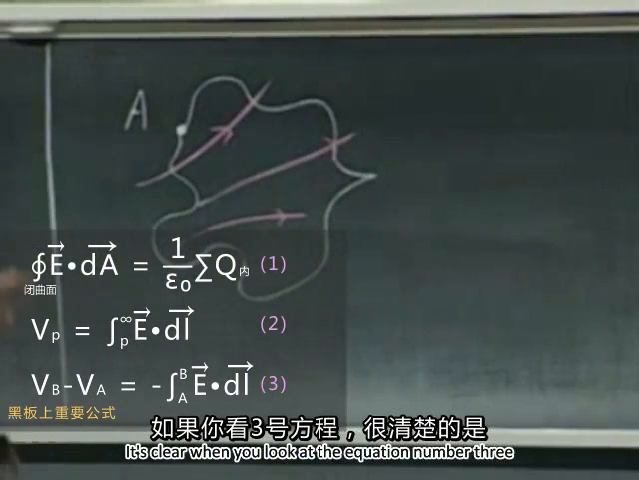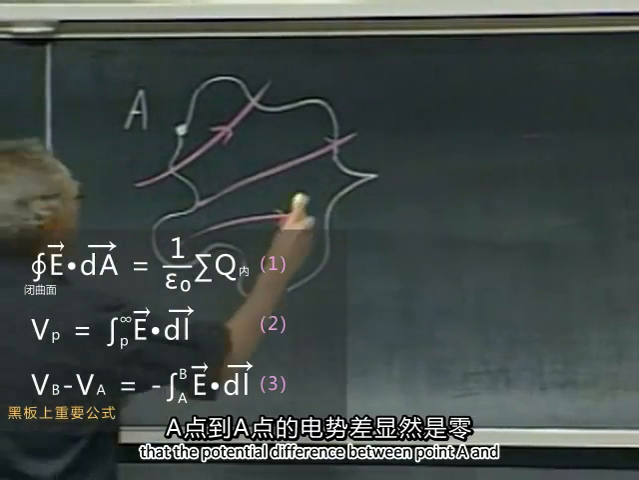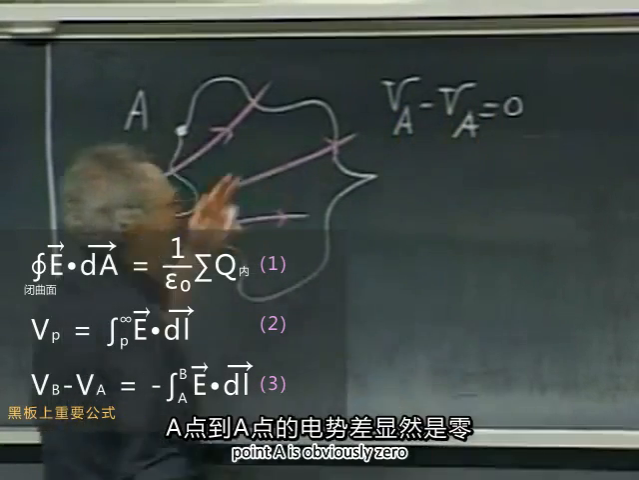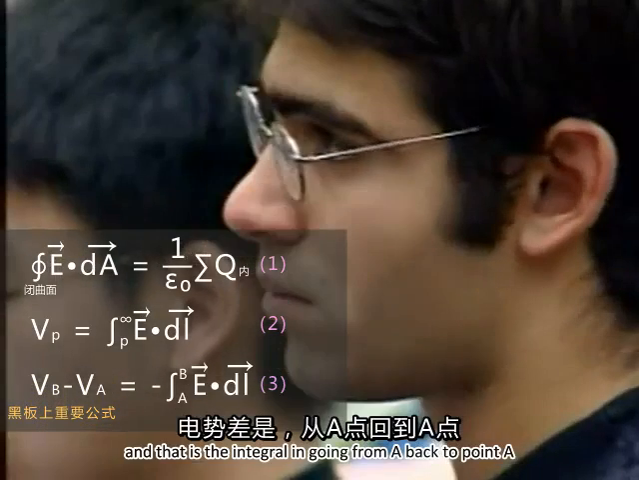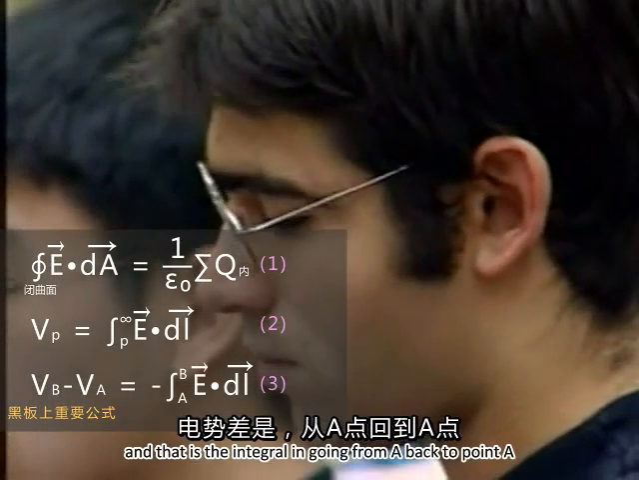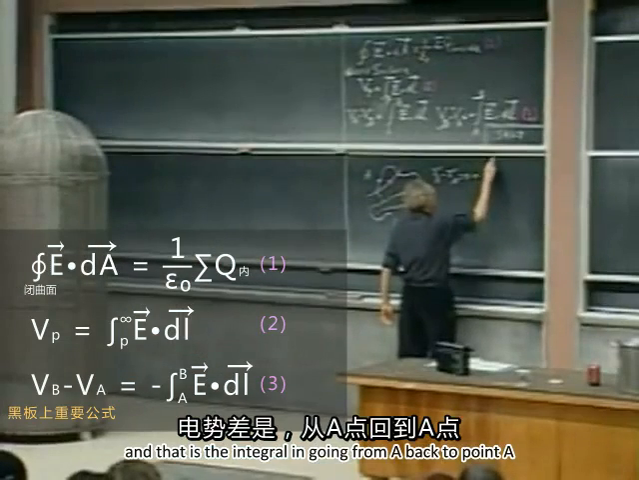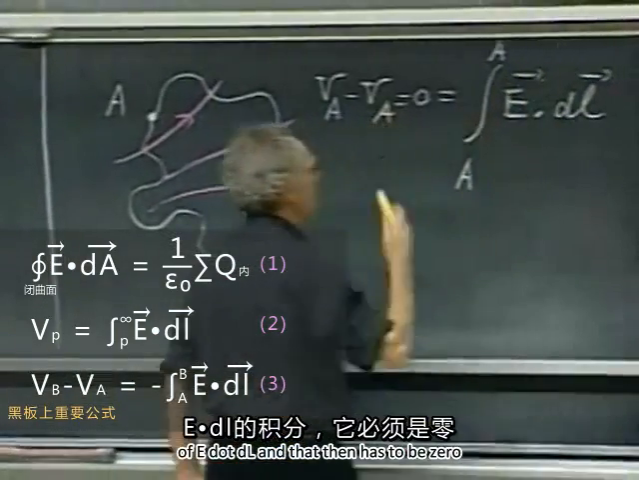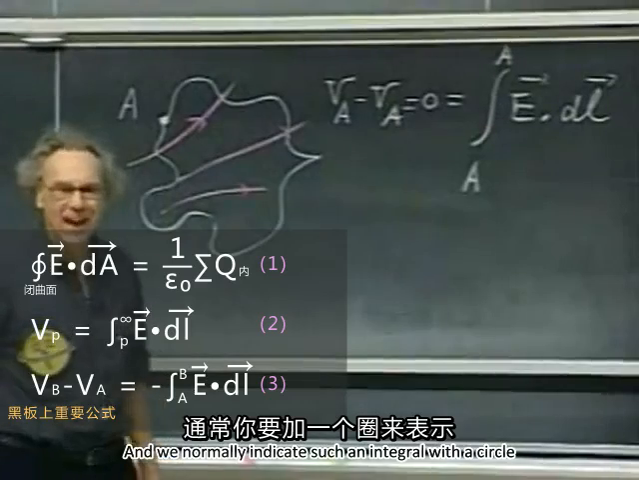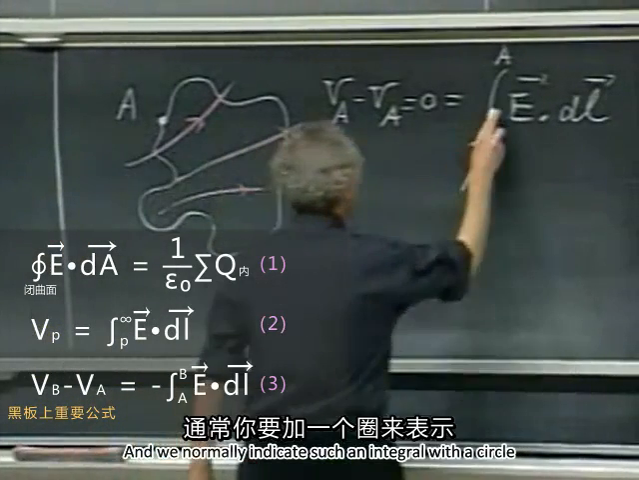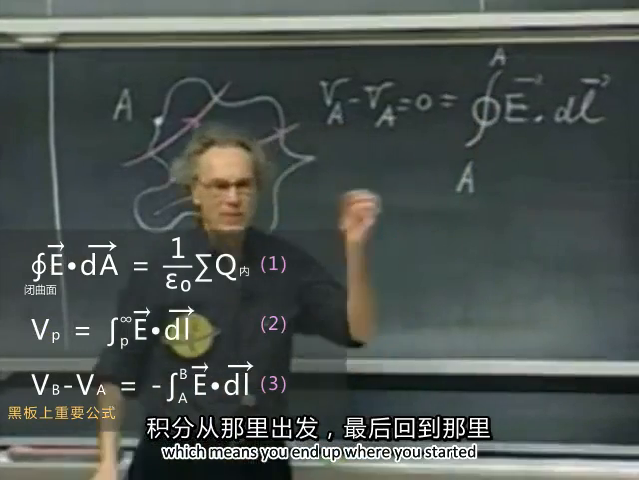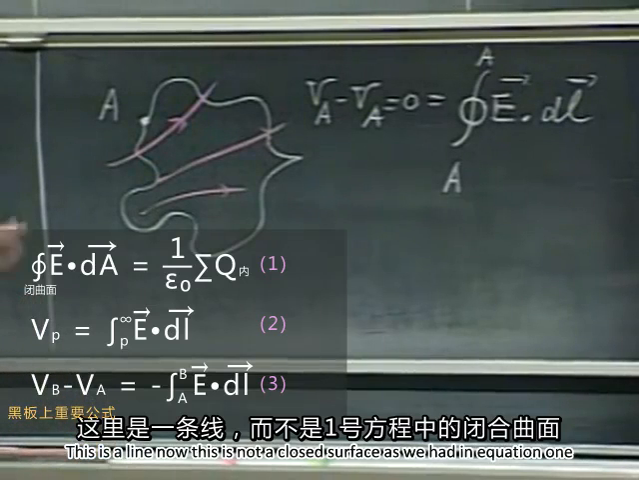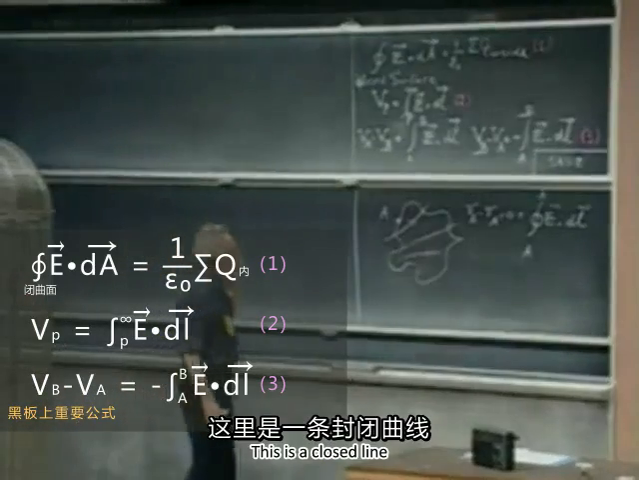It's clear when you look at equation number 3 that the potential difference between point A and point A is obviously 0. I start at point A and I end at point A, and that is the integral going from A back to point A of E dot dl, and that then has to be 0. And we normally indicate such an integral with a circle, which means you end up where you started. This is a line now. This is not a closed surface, as we had in equation 1. This is a closed line.